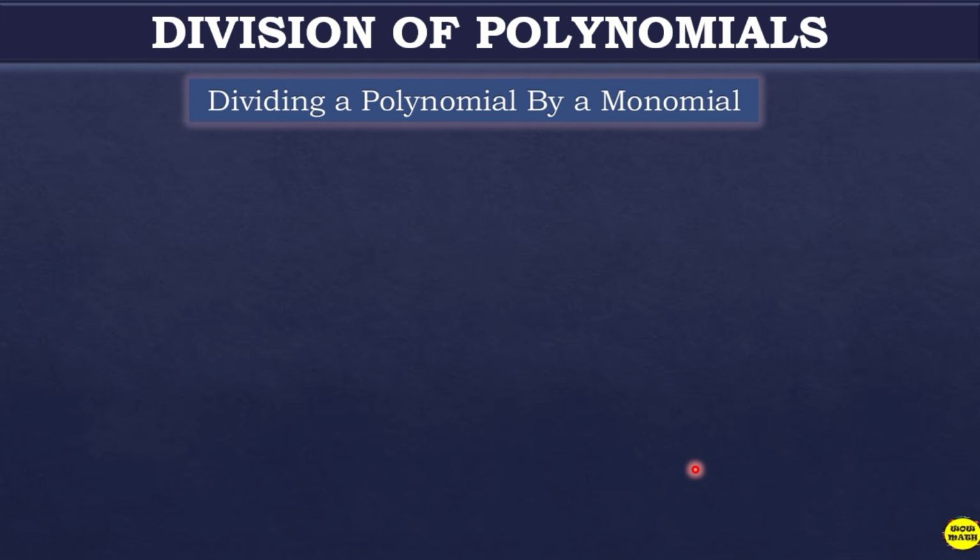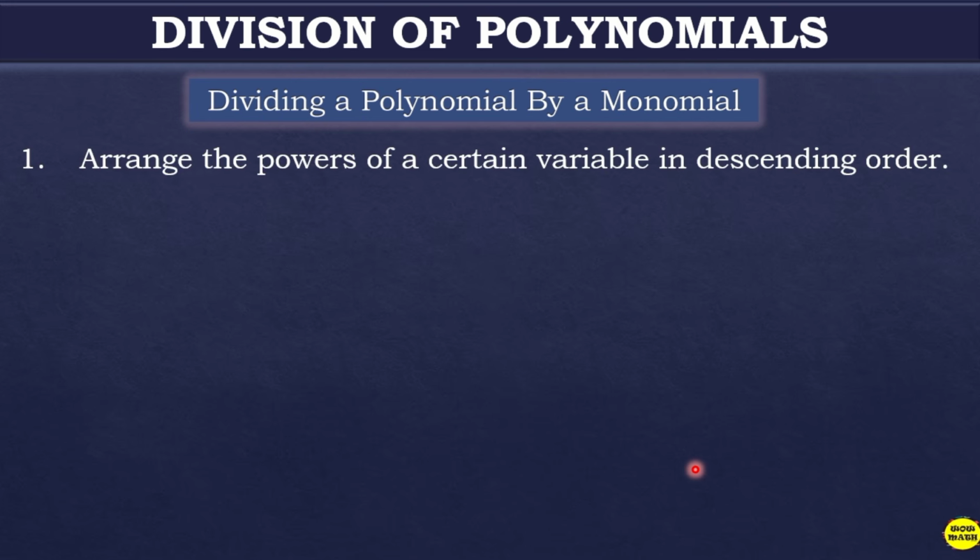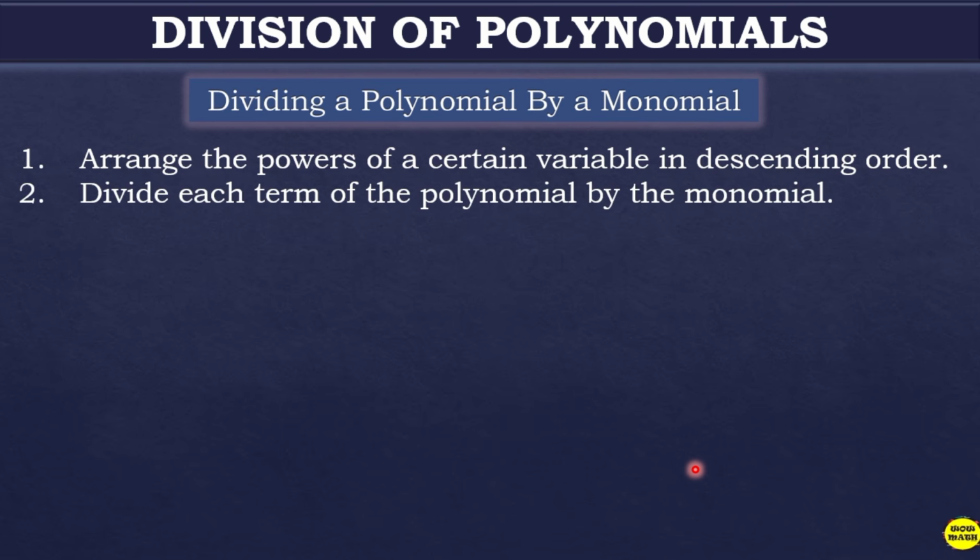So, paano naman kapag meron tayong polynomial, tas ang dami na, di ba? Tapos, i-divide siya sa monomial. So, paano ang gagawin natin? So, first, arrange the powers of a certain variable in descending order. So, make sure na naka-arrange po yung ating polynomial in descending order. Pag sinabing descending order, yung degree niya. Yung degree ng ating variable dapat simula sa mataas pababa. Okay? After arranging, divide each term of the polynomial by the monomial. And then, add the quotients kung meron tayong like terms. Kung wala, edi yun na po ang sagot.